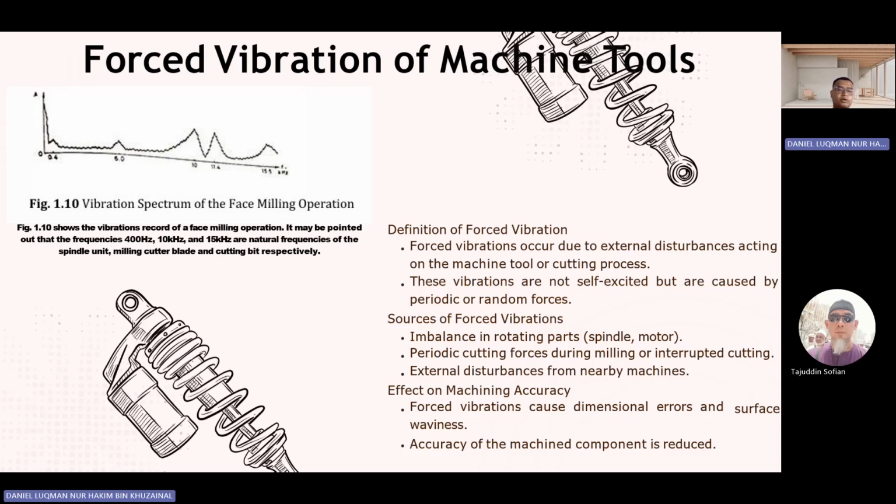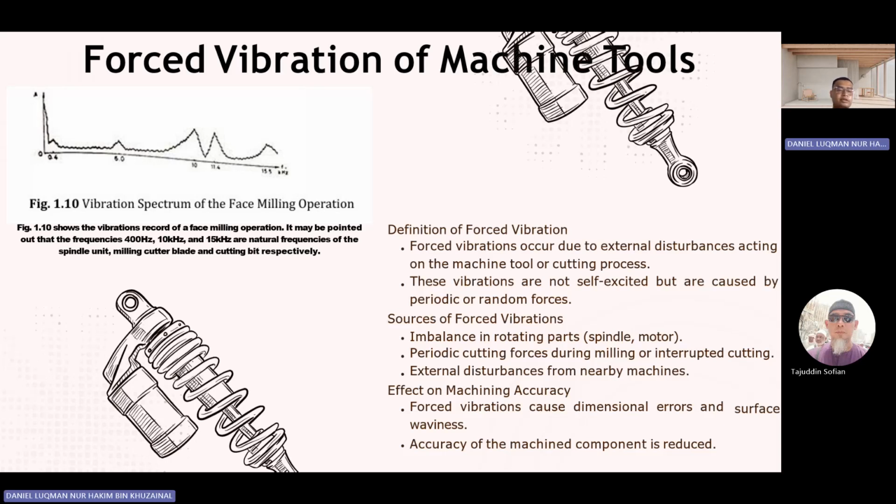Forced vibration occurs due to external disturbance acting on the machine tool or cutting process. These vibrations are not self-excited but are caused by periodic or random forces, which means there are other forces that interact with the machine. Sources of forced vibration: imbalance in rotating parts such as the spindle and motors. Next, we have the periodic cutting forces during milling or interrupted cutting. And also, we have the external disturbance from nearby machines.